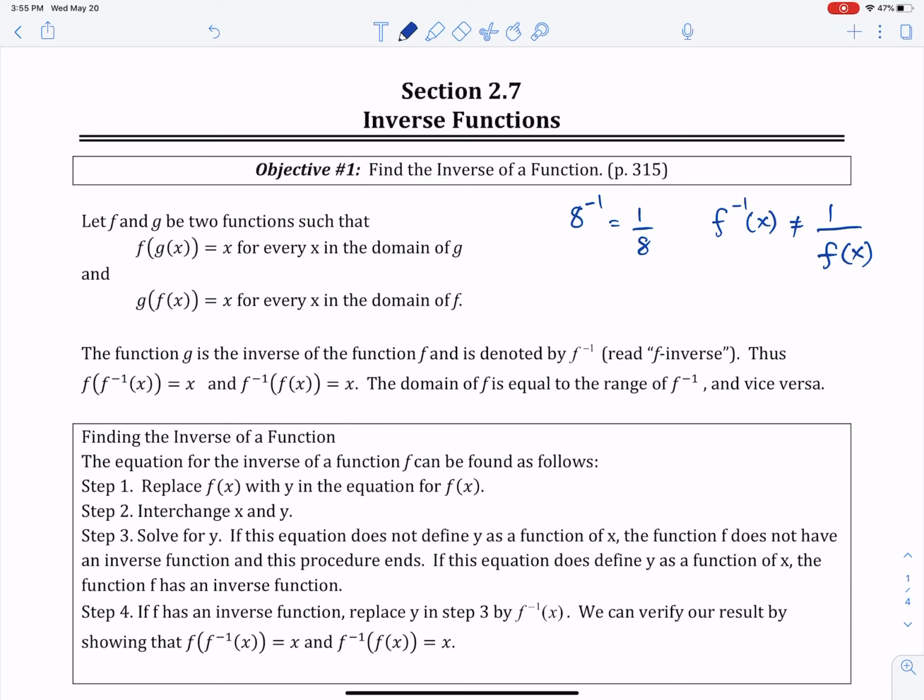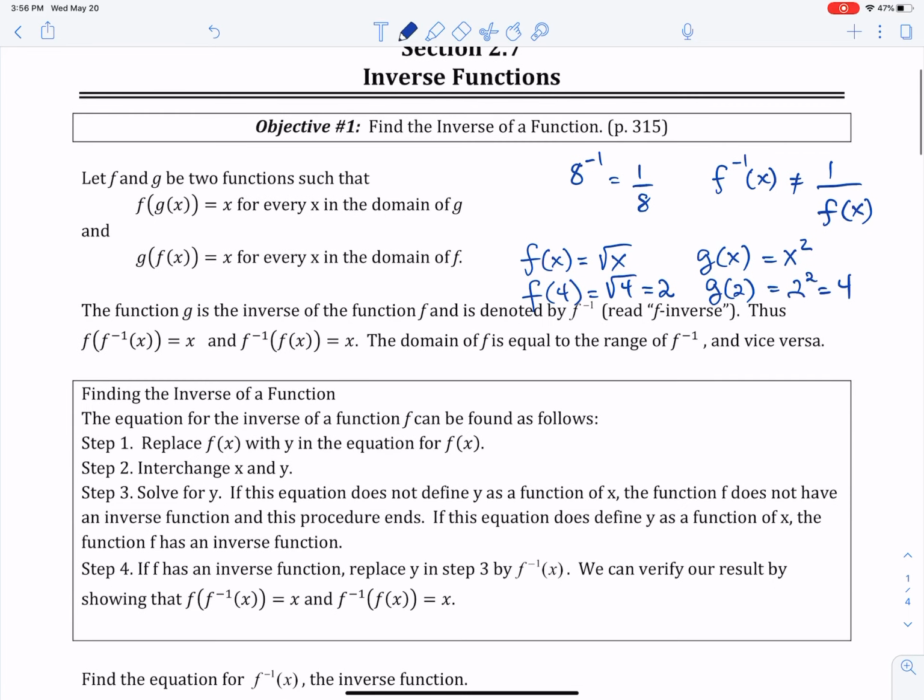Example for invertible functions. For example, if f of x is equal to square root of x, the inverse function is going to be g of x is equal to x squared. For example, f of 4 is square root of 4, which is 2, and g of 2 is equal to 2 squared, which is 4. So those two functions, the inverse functions, undo what the function has done.